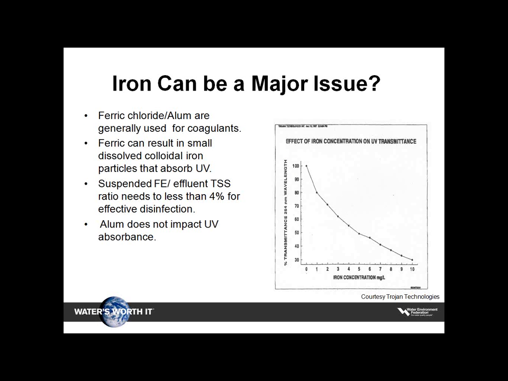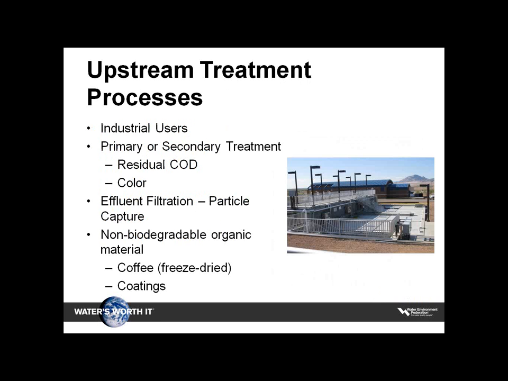Talked a little bit about iron. The key bullet here is the third bullet, looking at suspended iron to suspended solids ratio at less than 4%. So you can have all sorts of iron. Some iron has more impact operationally, but iron tends to form some very small particles that can absorb UV, and if it gets more than about 4% in that ratio, you may not even achieve disinfection no matter what dose you have. So there's a lot that we can do with upstream unit processes.